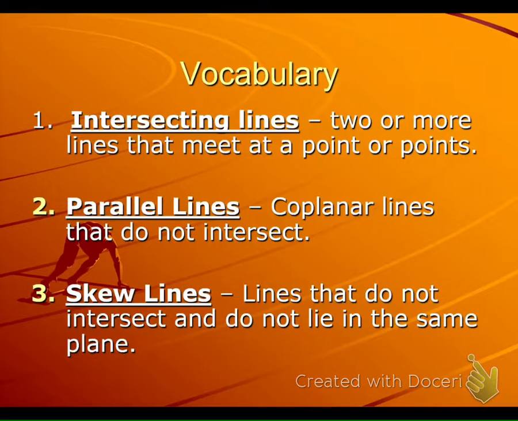All right, so intersecting lines are 2 or more lines that meet at a point or points. So basically, lines that cross each other. That's an example of intersecting lines. And since they're lines, I'll put arrows on each of the ends.